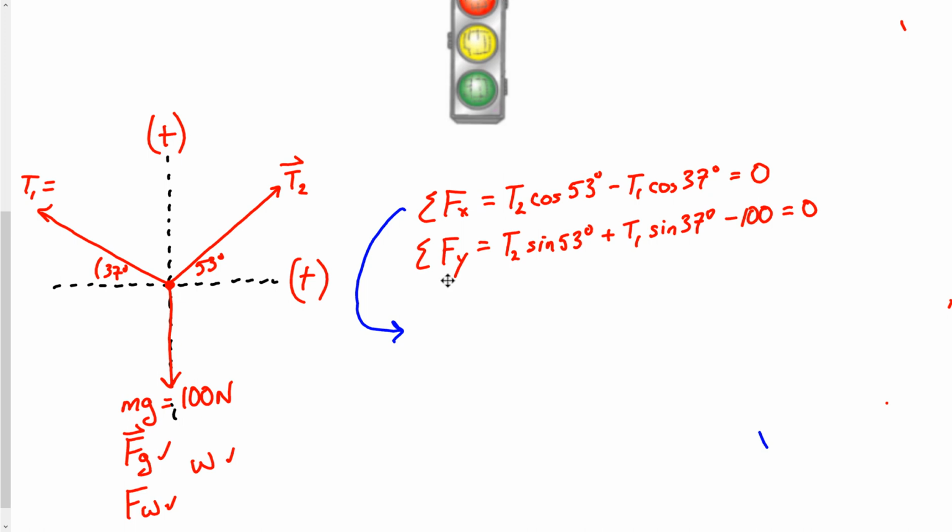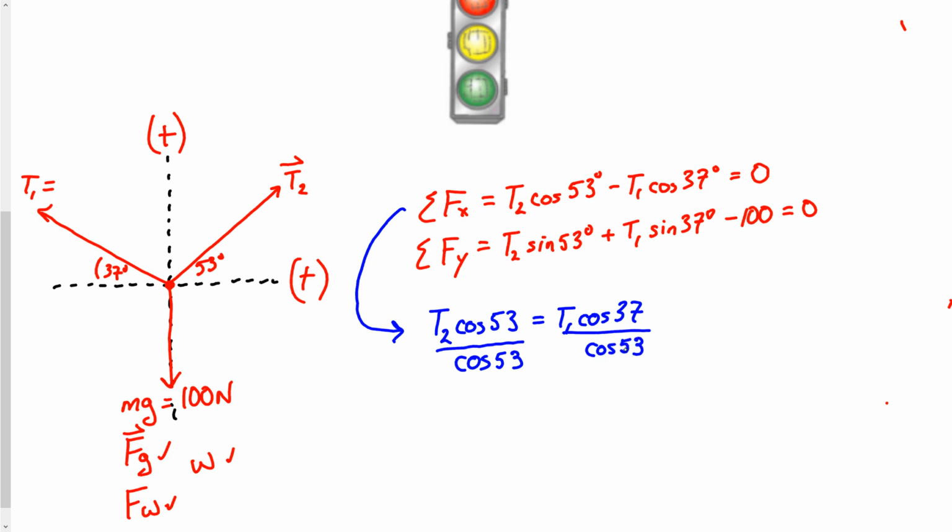So here's what I'm going to do. I'm going to solve for T2 cosine 53, and I'm going to add T1 cosine 37 to the other side, so that I have T1 cosine of 37. Now, it doesn't matter how you do this, but we need to simplify. So I'm going to simplify for T2. Divide both sides by cosine of 53.